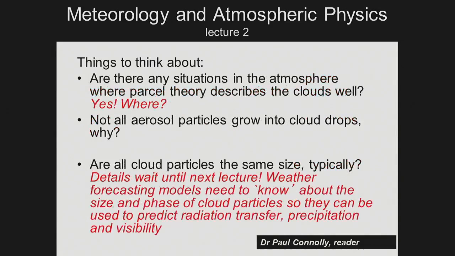So this week, we also thought about this point. Are there any situations in the atmosphere where parcel theory, which is what we talked about last lecture, describes the clouds well? And there is, and I told you they were in stratocumulus clouds. These are very thin layer clouds that sit at the top of the boundary layer. So we can describe the liquid water content in those clouds by using parcel theory, and it's a fairly good approximation.